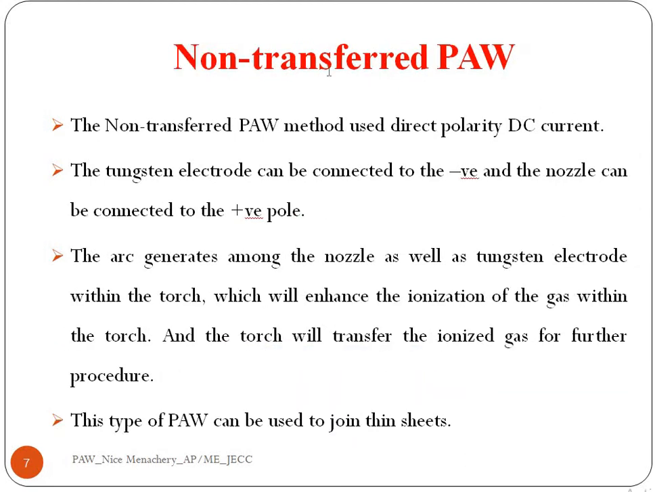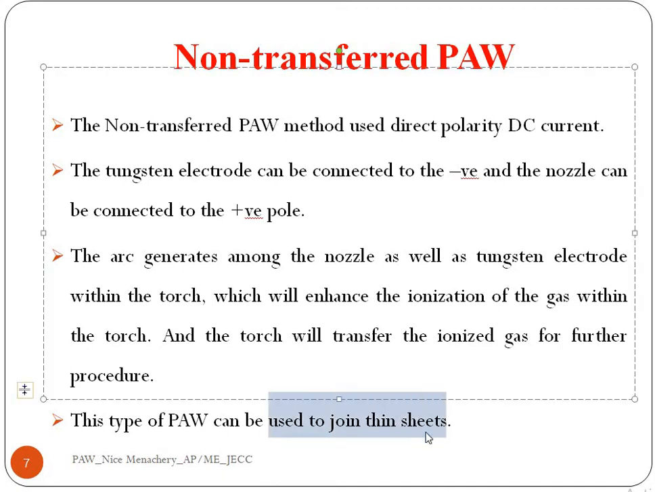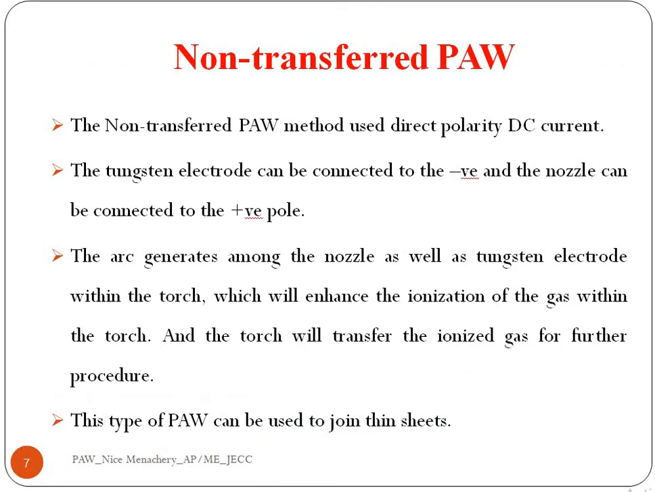And the second type, that is the non-transferred plasma arc welding process. The basic difference is the connection of the positive and negative terminals. In this section, the tungsten electrode is connected to the negative and the nozzle is connected to the positive terminal. So generally the arc is produced between the nozzle and the tungsten electrode, which enhances the ionization of the gas within the torch. So this method can be used to join the thin sheets. So this is the basic difference between the transferred and the non-transferred plasma arc welding process.